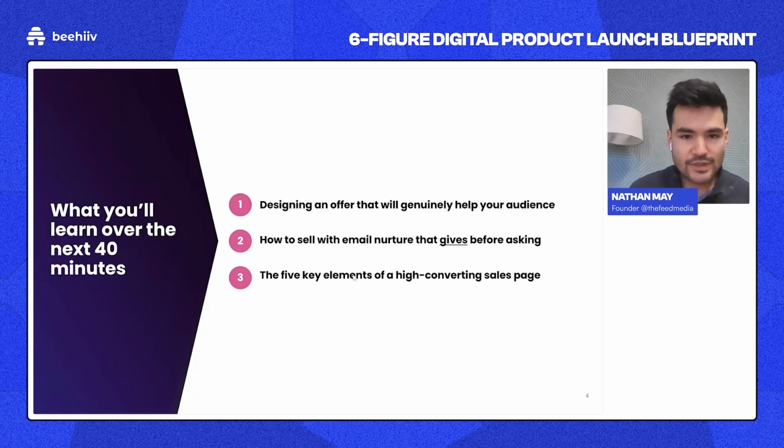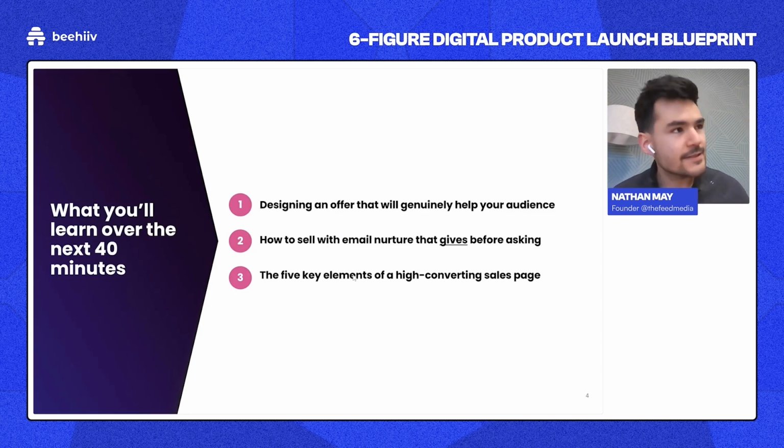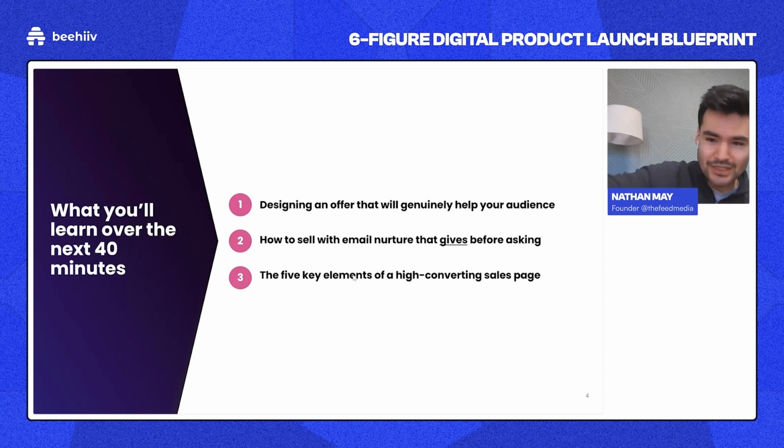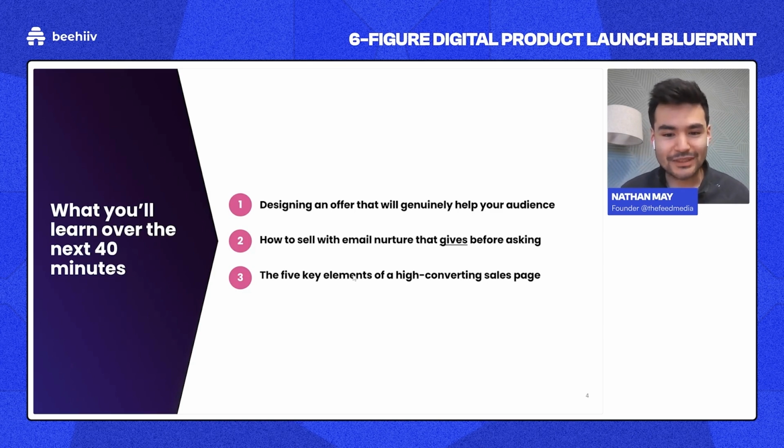There are three things that we're going to talk about. Number one is how do you actually design an offer? How do you come up with a product, and how do you know it's going to work with your audience? The second thing we'll talk about is how you actually sell with email nurture that gives people something before asking for something. This is probably the number one mistake I see people make when they sell digital products, or even B2B SaaS or service businesses when they're trying to sell to an email list. And then I want to talk to you about high converting sales pages. We're going to get really tactical. We're going to walk through every single content block that we used on our sales page with this Beehiiv newsletter, Bootstrap Giants, and basically tell you how we think about constructing high converting sales pages.